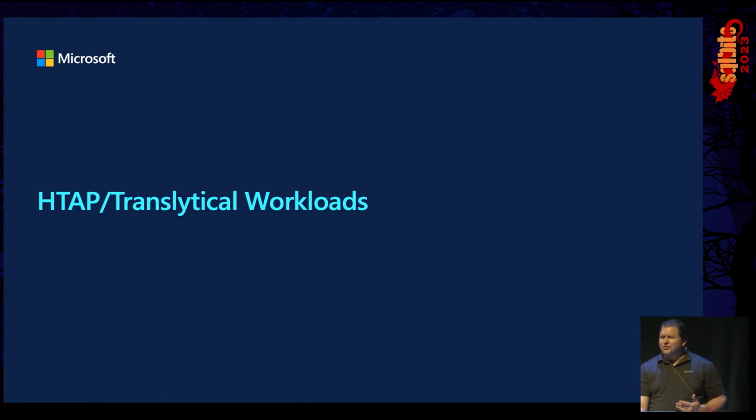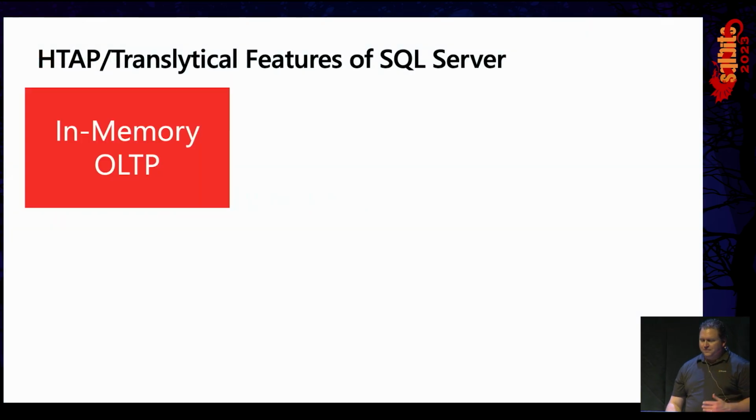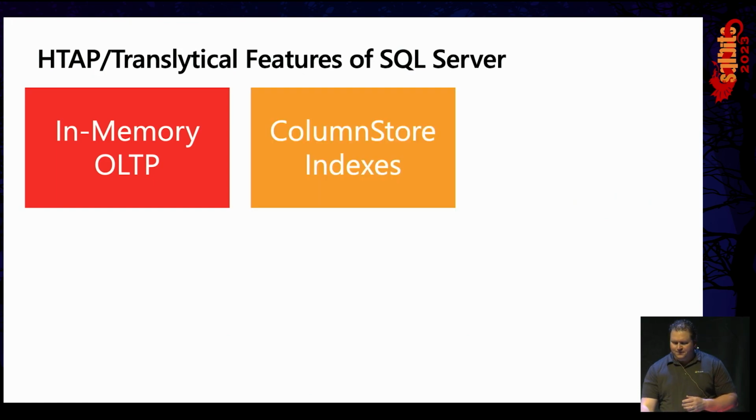So what kind of features do we have in the engine to do this kind of thing? Well, one is we have the in-memory OLTP. You think a lot about that for performance, but it also drives a lot of translytical workloads. We'll see that in the demo that I'm going to do. Column store indexes, of course. You can't do this kind of workload effectively without good column store index, and we have both clustered and non-clustered column store.